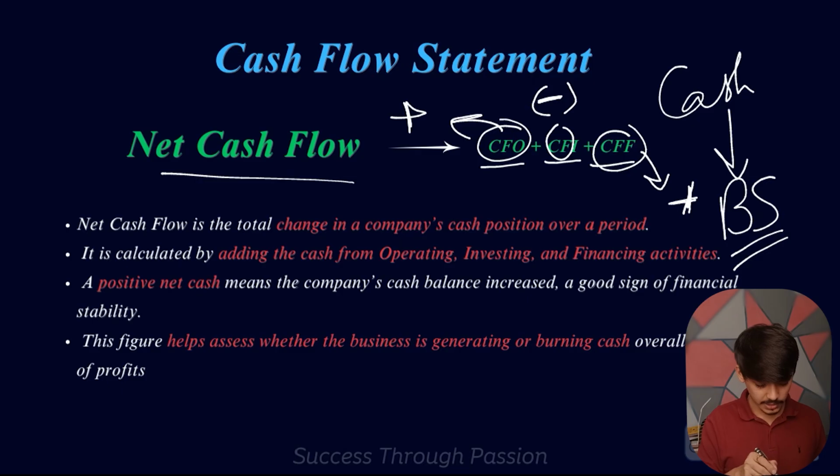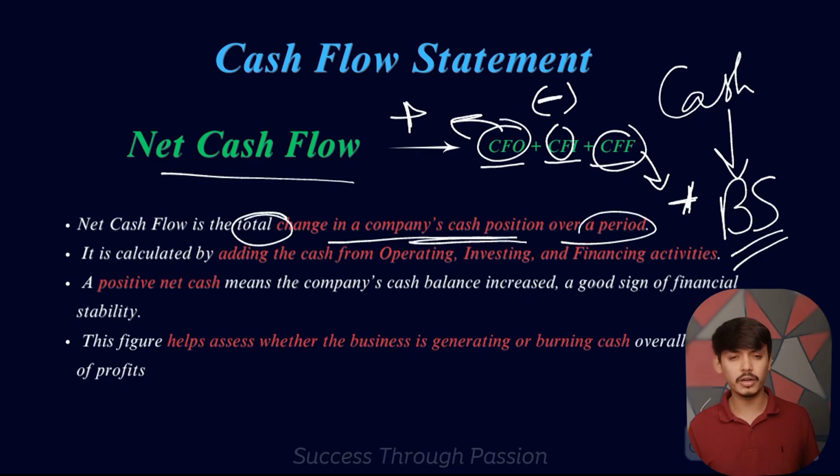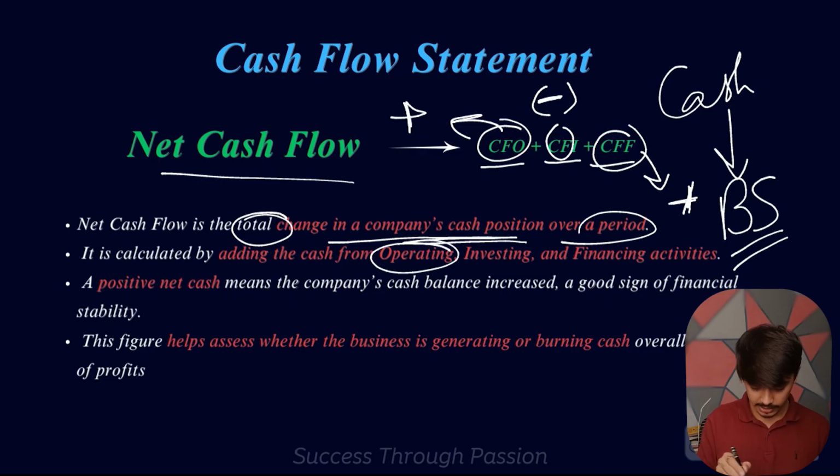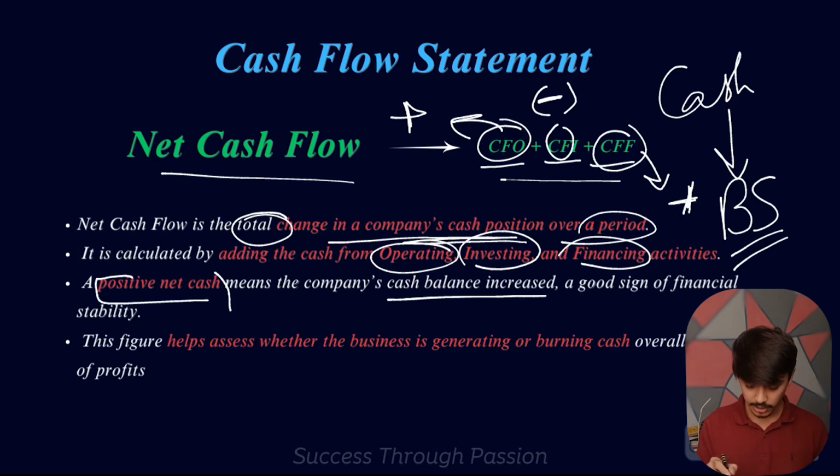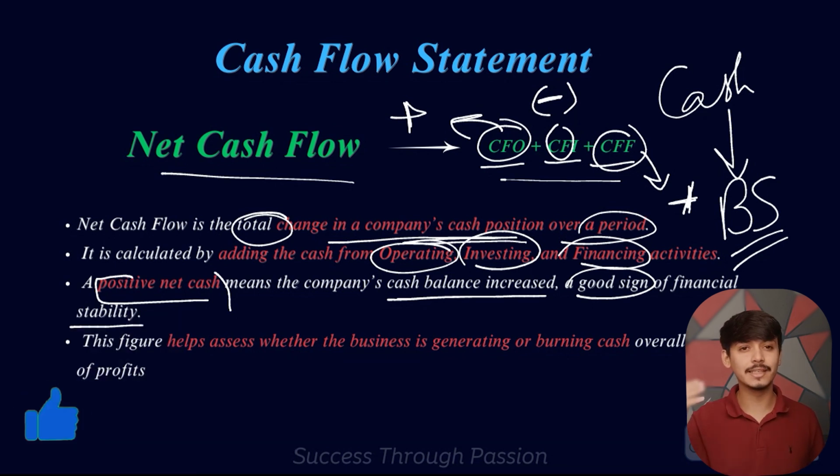Going through the points, net cash flow is the total change in company's cash position over a period. So for us, it will be 1 year. What is the change in the cash of a business in the 1 year period time? It is calculated adding the cash flow from operation, investing, and financing activities, which we saw using this formula. A positive net cash flow means company's cash balance increased, a good sign of financial stability. Easy point to understand that if the cash balance is increasing, that is company is making more money and it is sustaining on its own, and we understand that the business is stable and doing good in the market.